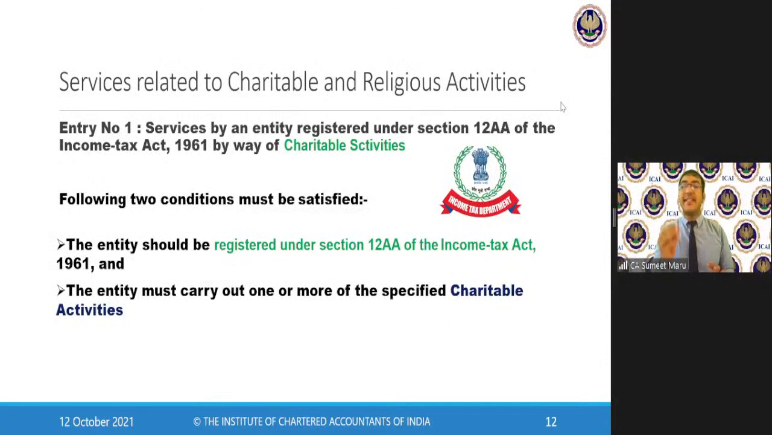See why this is being given: nowadays charitable trusts are not into their own business and are going into each and every business, right? So to have a control over exemption, they have said you should be practicing the specified charitable activities for which you got the registration.